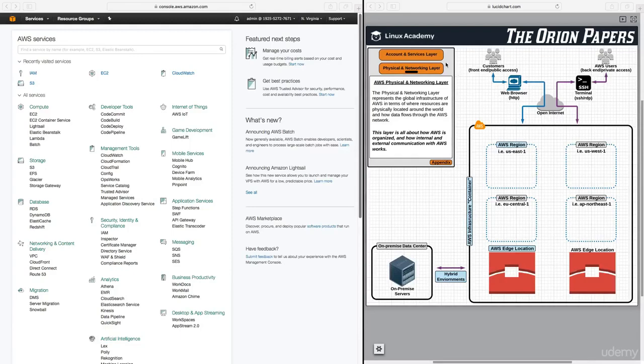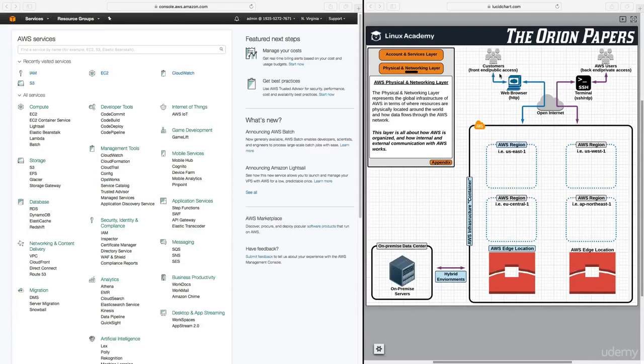As we talked about earlier with the account and services layer, and how we manage services through the console or the CLI, here we're going to talk about how AWS is physically set up around the world, meaning where the actual hardware we're using is located, and then how both customers and AWS users interact with and manage that from a networking standpoint. So if we look up top here, we see we have two groups now.